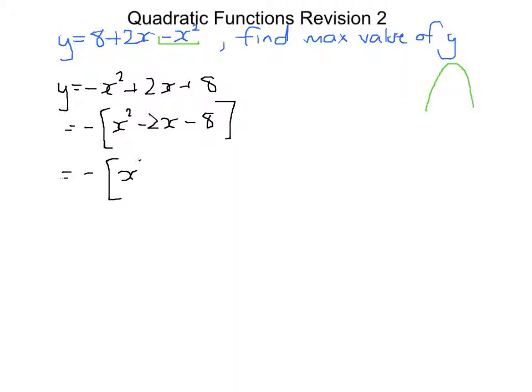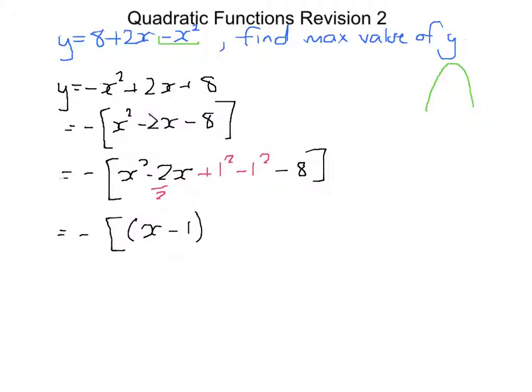x squared, take away 2x, and the x coefficient we divide by 2, so 2 divided by 2 is going to be 1, so plus 1 squared. Then we take away 1 squared again, and then we bring down our negative 8. This will be equal to negative x take away, and this is the one that we ended up with before.